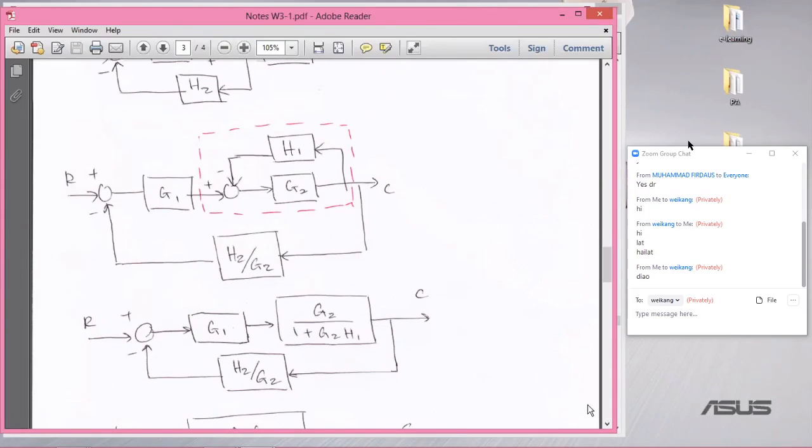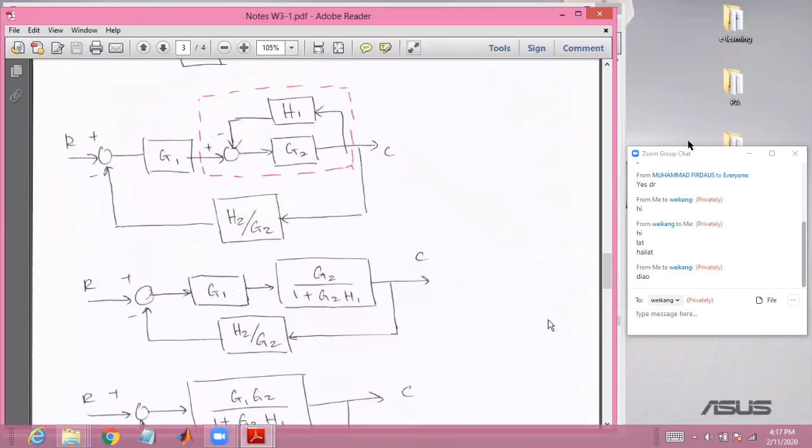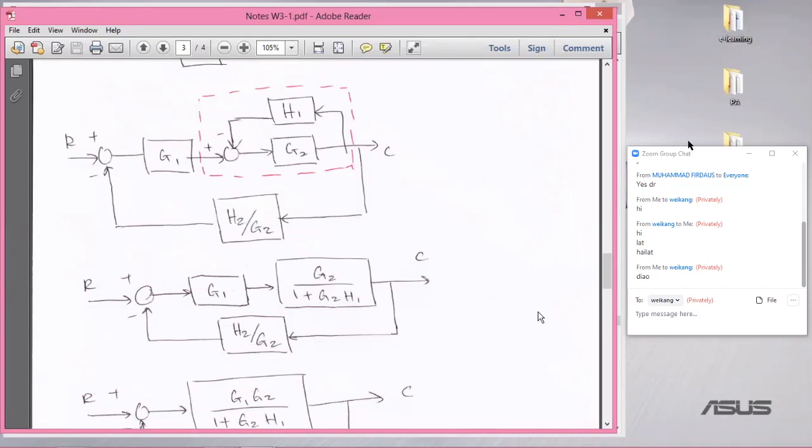So that is the idea of block diagram simplification. See, my life is a lot simpler now because I don't have to draw everything on the whiteboard. We're going to save some time. I'm beginning to like this. So we're going to save some time here, so that I can do something else instead of drawing on the whiteboard.